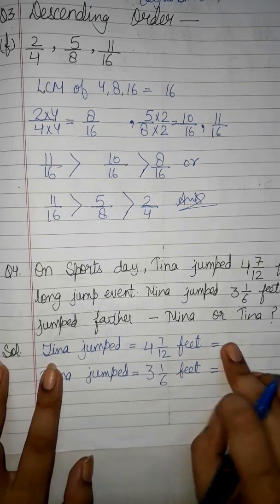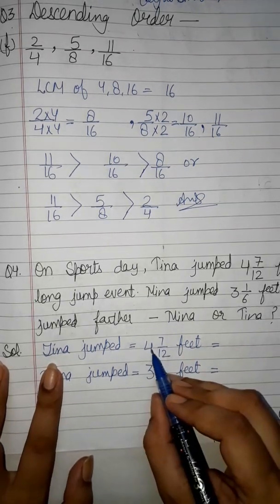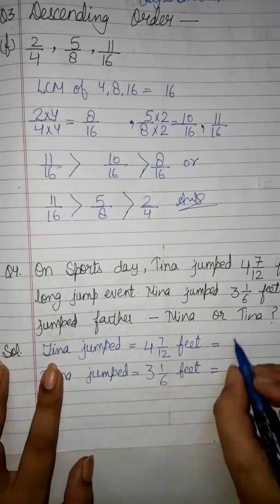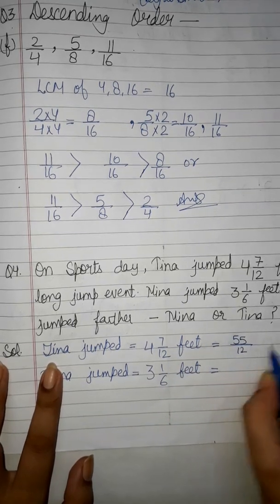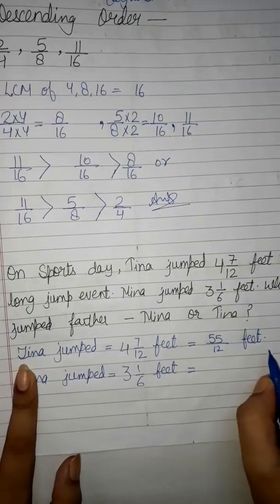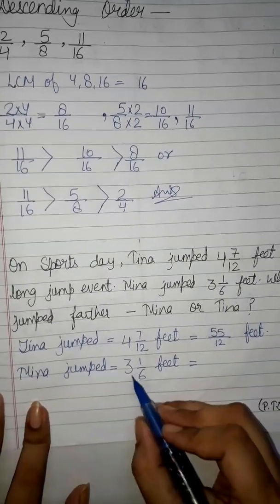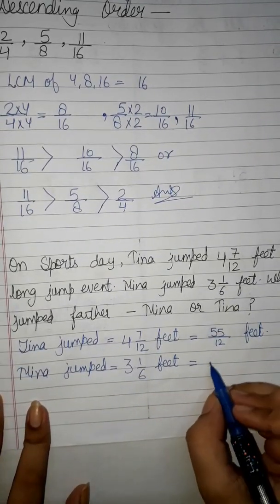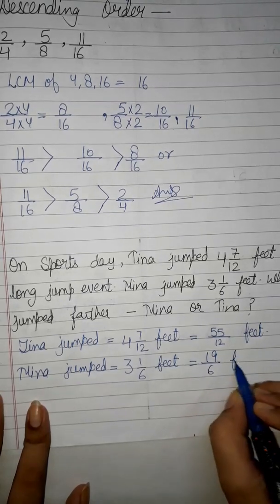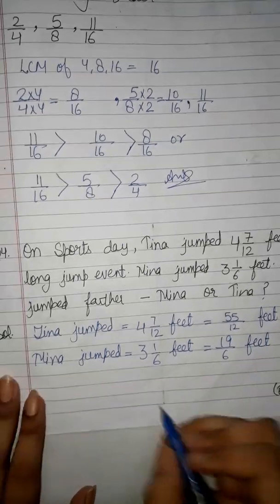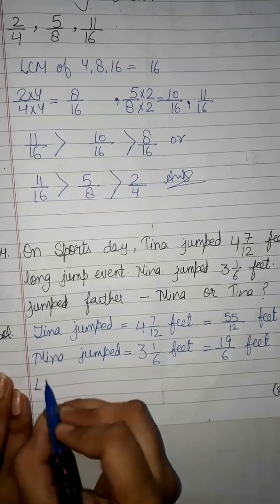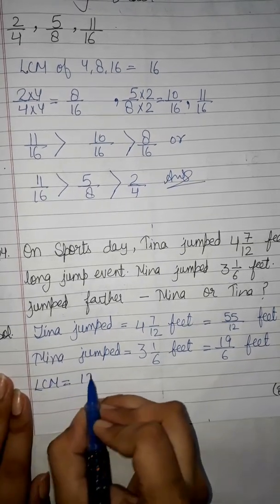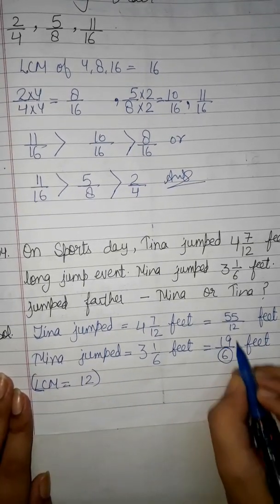Now you can change it into improper. So 12 fours is 48. 48 plus 7, 55 by 12 feet. And Meena jumped 3 whole 1 by 6 feet. That will be 19 by 6 feet. Now you have to compare it. So you need to find the LCM. LCM will be 12. LCM of 6 and 12.